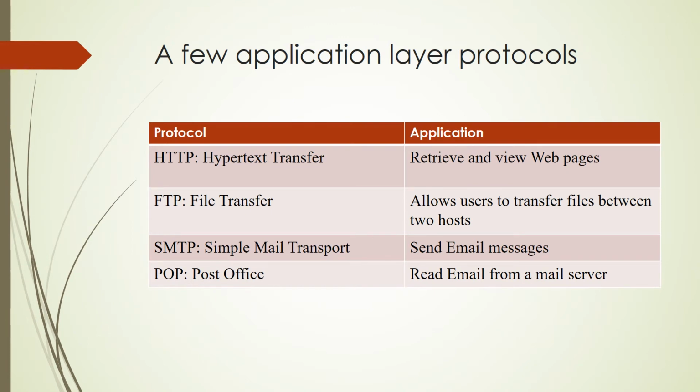Here are a few application layer protocols. HTTP, the Hypertext Transfer Protocol, on the application side, is used to retrieve and view web pages. The File Transfer Protocol, or FTP for short, allows users to transfer files between two hosts. The SMTP, or Simple Mail Transfer Protocol, is used to send email messages. POP, or Post Office Protocol, or the newer POP3, is used to read email from a mail server.